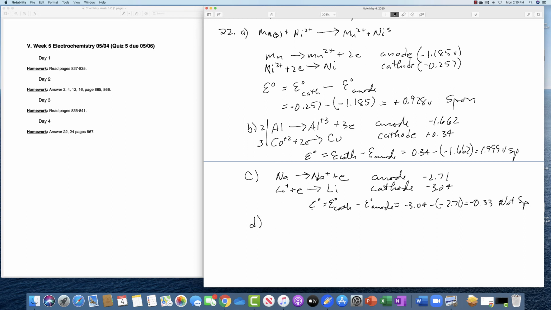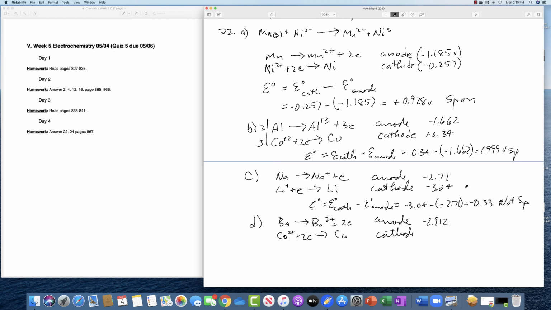The last one is copper nitrate plus barium goes to form barium nitrate plus copper. So barium goes to form barium ions plus 2 electrons, and it's the anode. And we look at that up in the back of the book and we get minus 2.912. And then the other half is calcium, excuse me. Calcium goes to form calcium, and this is the cathode.